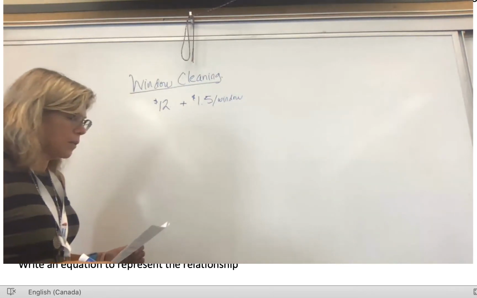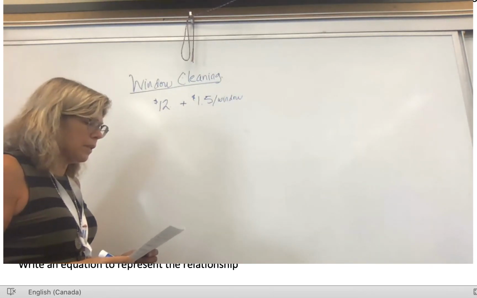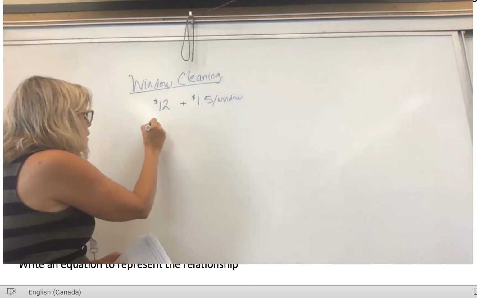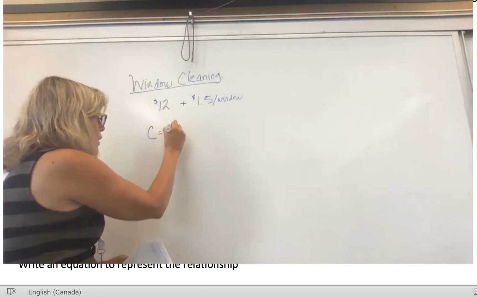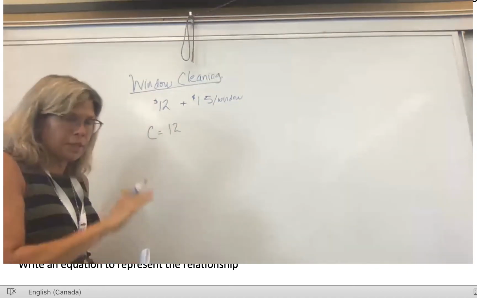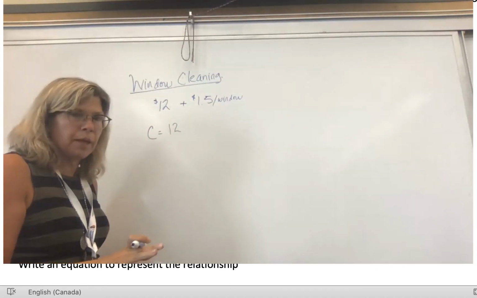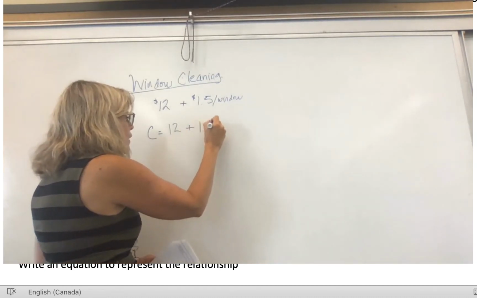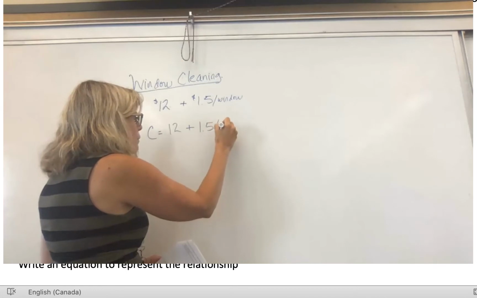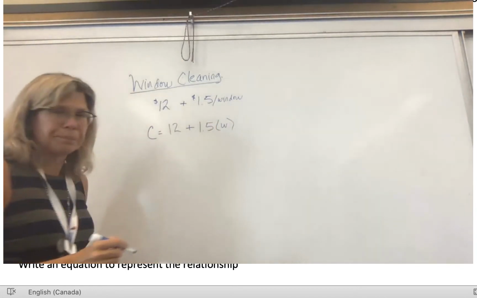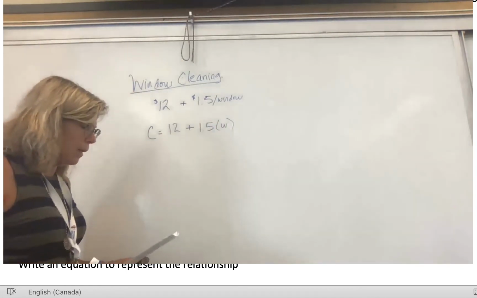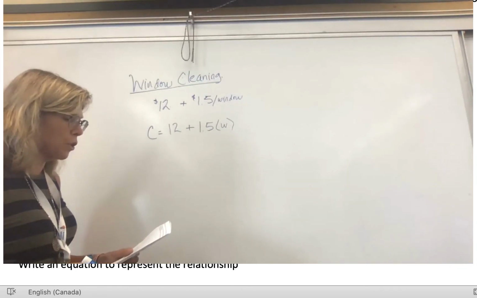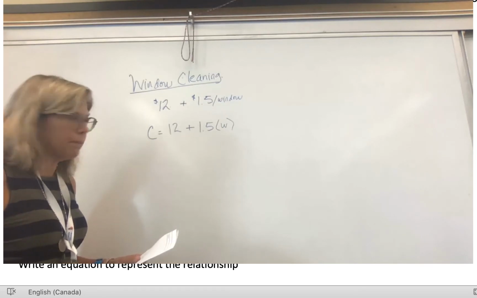Okay, so write an equation that relates the total cost to the number of windows cleaned. So the cost equals, like I said, you always have the $12 because that's flat rate. That's what he charges just to come to the house or go to the building, plus $1.50 times however many windows there are. Okay. So here the question is, he charged $28.50 for a job. How many windows did he clean?